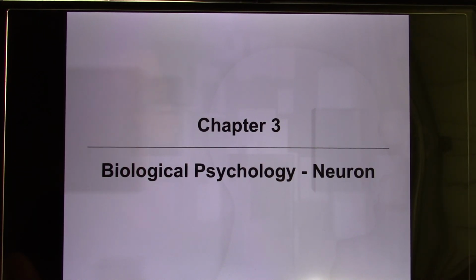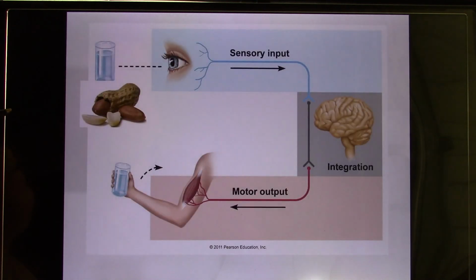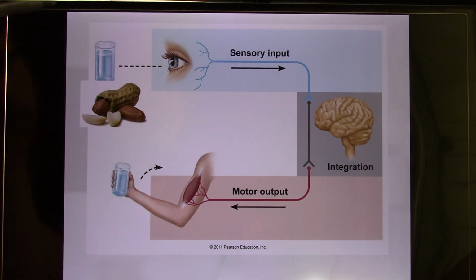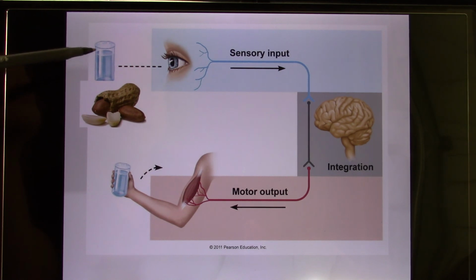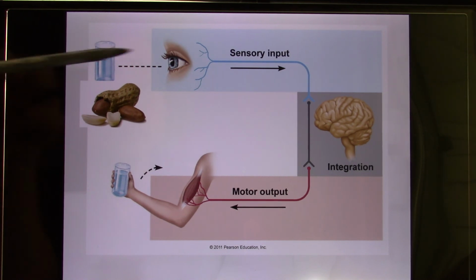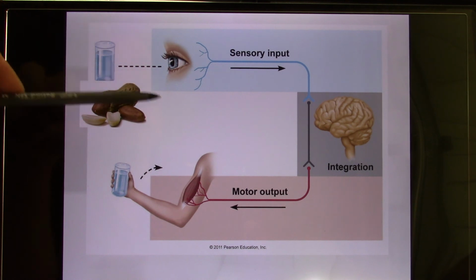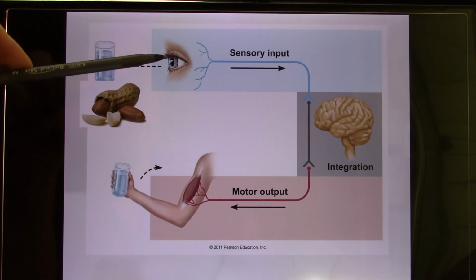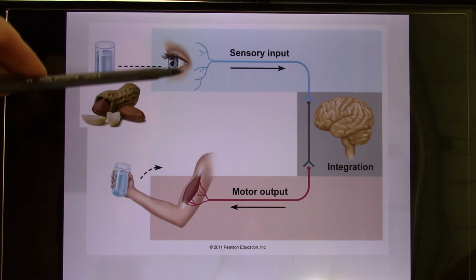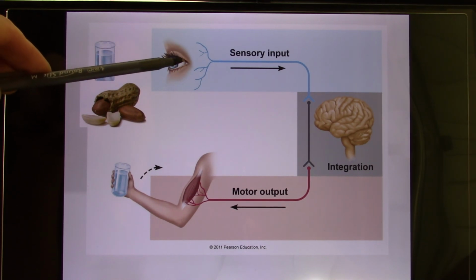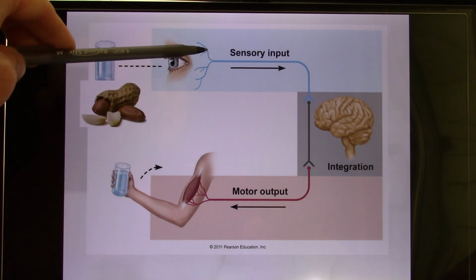Well, in chapter 3, we're going to spend time talking about the neuron. And let's look at the nervous system. You see the object, the food, the drink, and the physical signals, the light, the sound, the smells, go to your sensory, your five senses. And once they turn those physical stimuli into the electrical signal, that's where your neurons start.